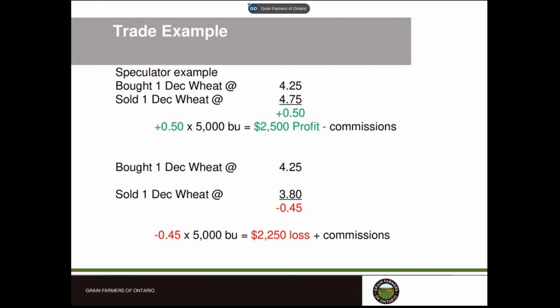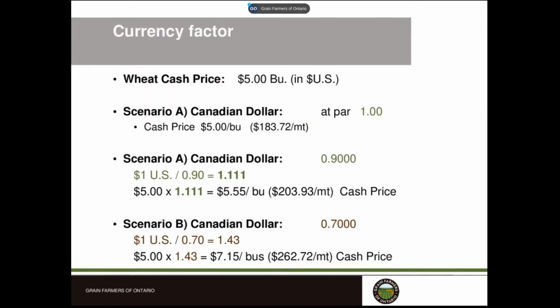Now that same trade could have gone the other way, in which case he bought the wheat at $4.25, hoping it would go up, but instead it dropped to $3.80. Now he has a 45-cent loss and he can't sleep at night. So he decides it's time to get out of this trade. He phones his broker or does it himself online. He realizes a 45-cent per bushel loss, which equates to $2,250 US plus his commission, which could be anywhere from $2 to $50. So in a nutshell, that's how we do the calculations, and that's how you calculate your profit or loss on each position.